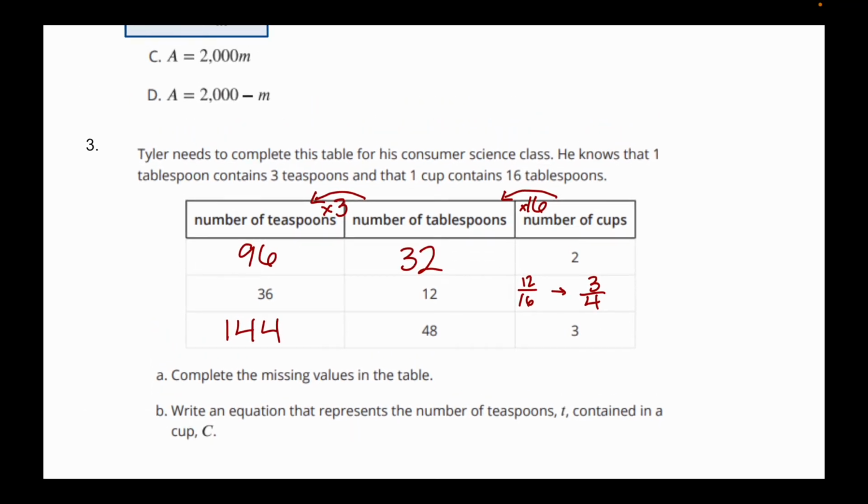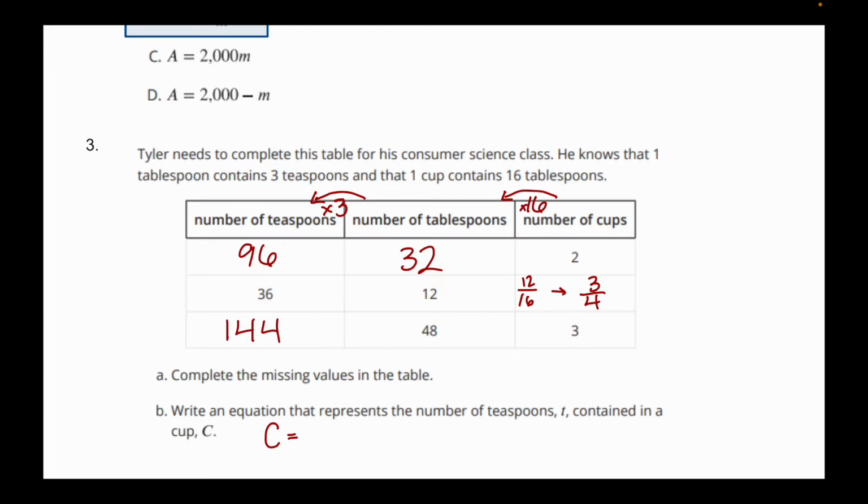So part A was to just complete those missing values, but we have a part B for this question too. So that is to write an equation that represents the number of teaspoons contained in 1 cup. So we want to know what a cup is equal to in terms of the number of teaspoons. So the number of cups would be equal to, well, the number of tablespoons, but we're going to multiply, I'm sorry, not tablespoons, it is still teaspoons.